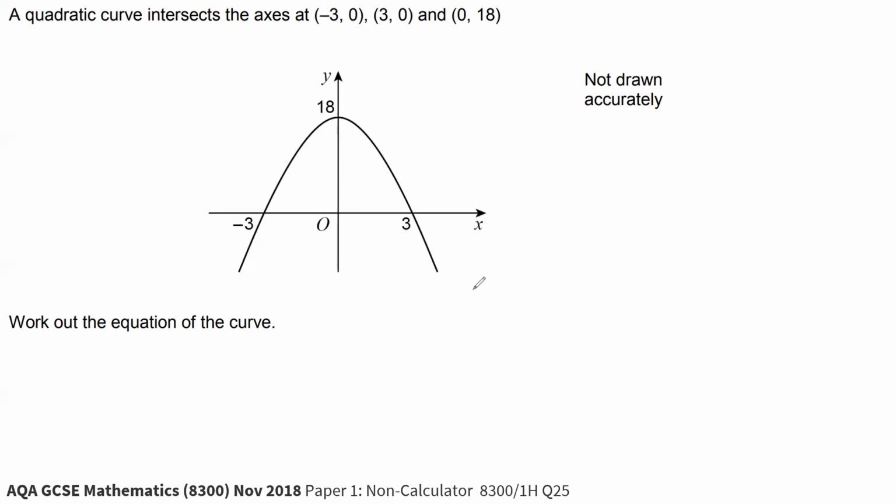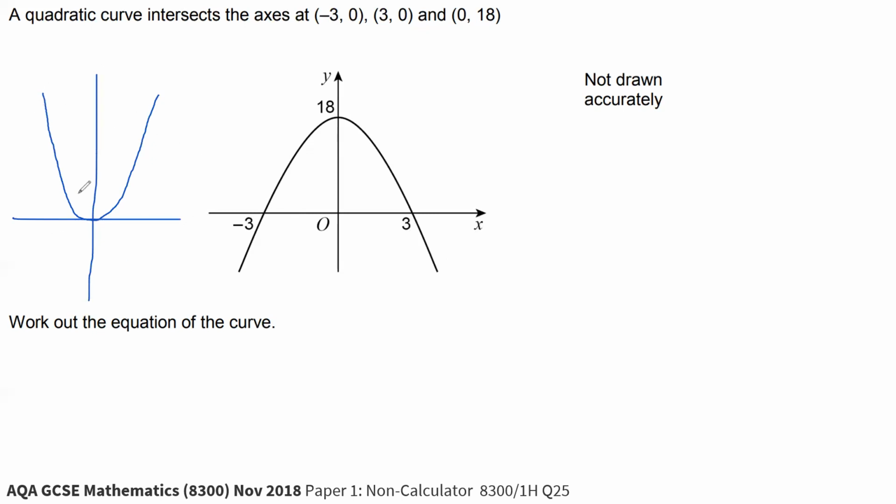Okay, so let's have a look at this question together now. We've been given some information. We've got a quadratic curve, and we can see that it's maybe upside down from what you would normally expect. So when we draw a quadratic curve, we would normally draw it this way up with the axis along here.